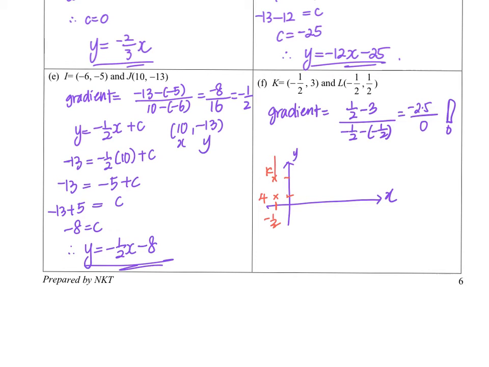That means I have a vertical line. Now when I have a vertical line over here, I notice that this line only cuts the x-axis, and it only cuts the x-axis at the number where it's negative half. Therefore, the equation for the line is x equals negative half. It will not be of the form y equals mx plus c. Now, please take note of this question. Okay, if you are ready, then let's move on.